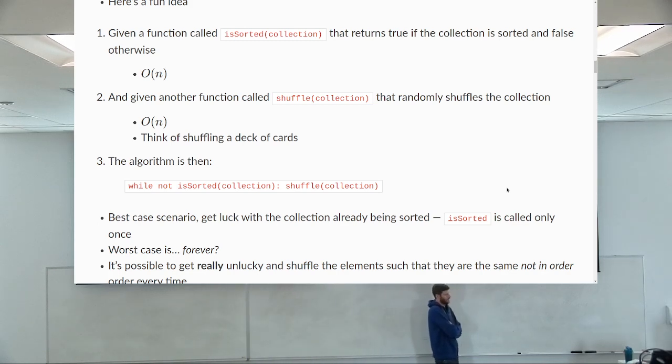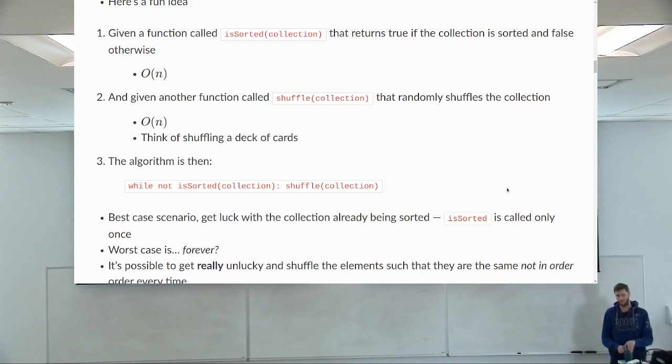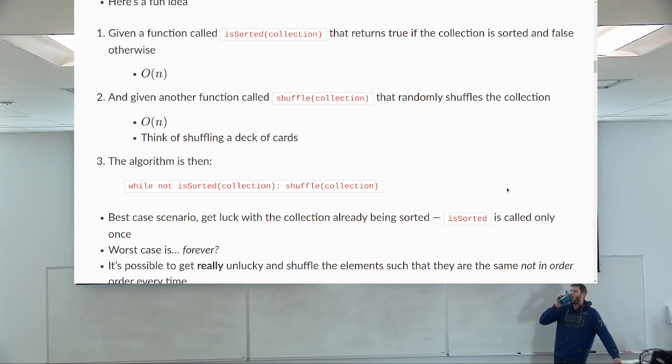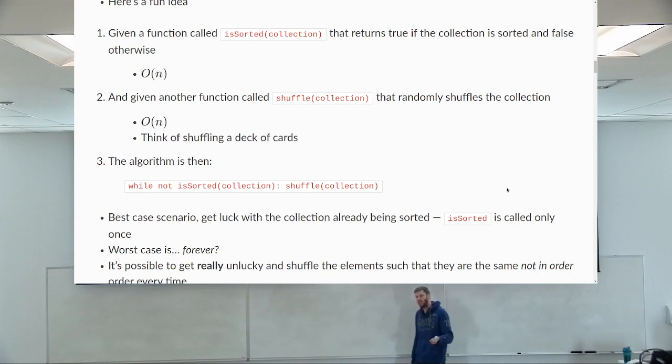So shuffling is linear. Checking if the data is sorted is linear. But what's the computational complexity of this algorithm? While not isSorted, shuffle. What's the computational complexity of the sorting algorithm? Because one shuffle, I'm assuming, is just a unit of time, and then you have to look over each thing to see if it's sorted. Yeah, but how many times do I have to shuffle it in order to get a sorted collection? As long as it's not in order.